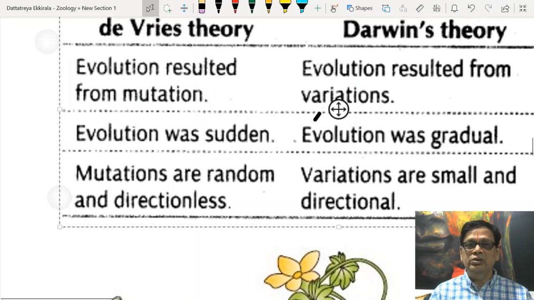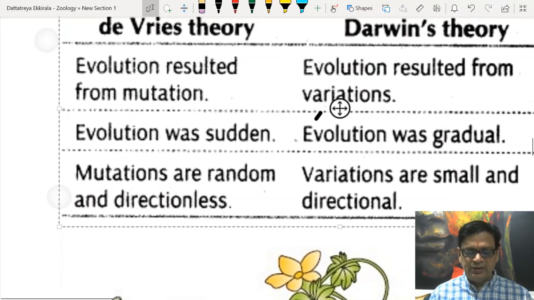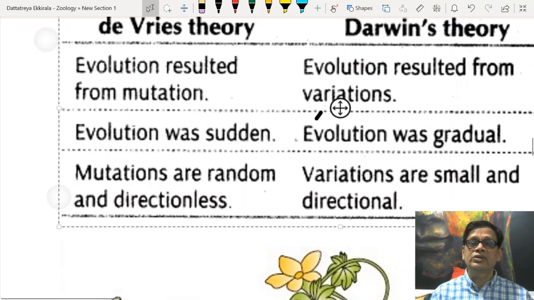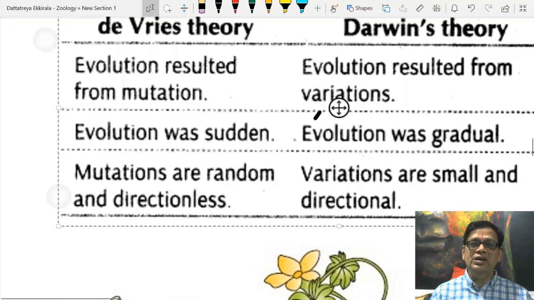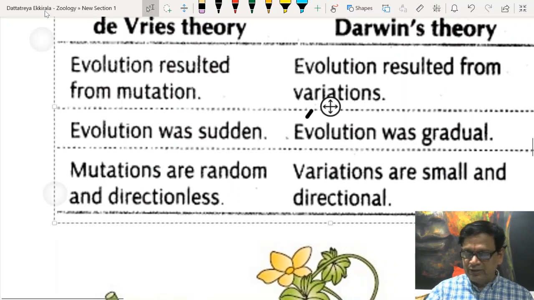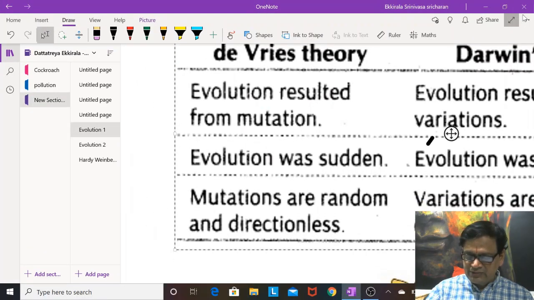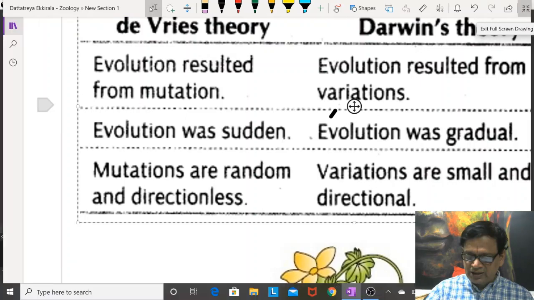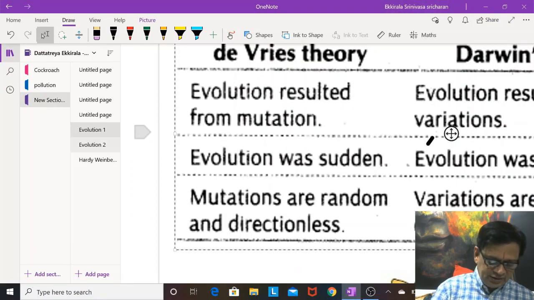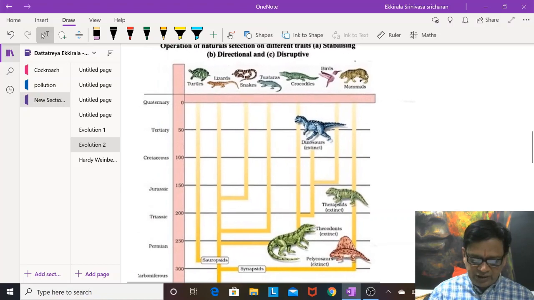So just now I told you, suddenly, without a direction, evolution proceeds in a direction. That is why they call evolution a stochastic process. That means you cannot understand totally in which way it can occur. We can't predict it. Variations are small and directional according to Darwin. So from this what you can understand is, we cannot say that only in this way it can occur. Evolution can occur in any direction, right? Now, this modern concept was explained by various people. And one small point, let us see.